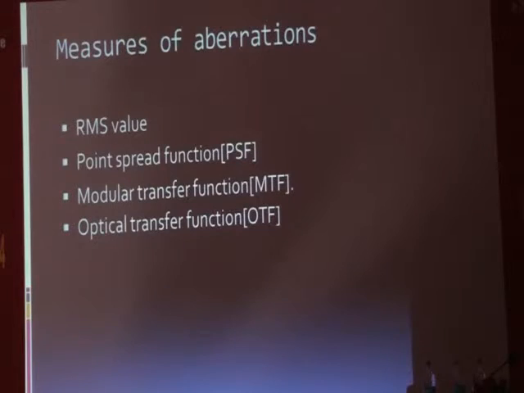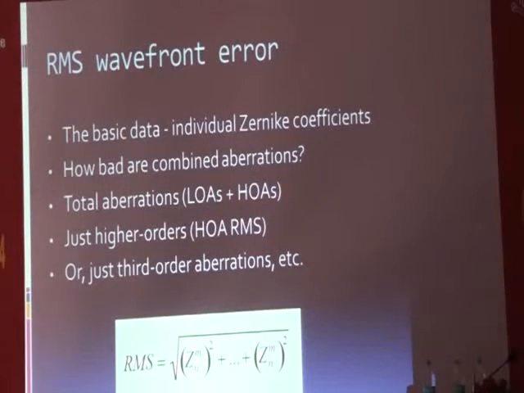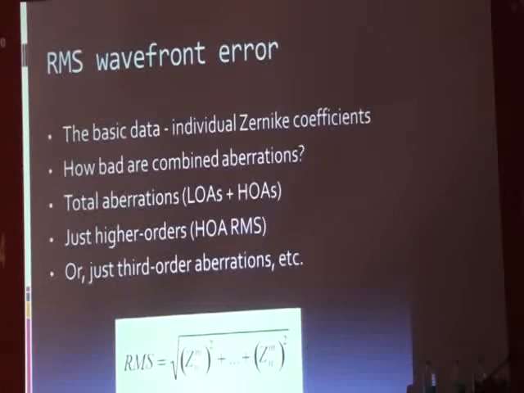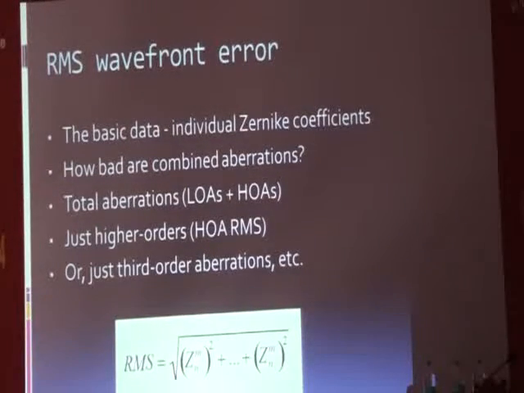Then we have the optical measurements like the point spread function, modulation transfer function, and optical transfer function. What exactly is the RMS value? It is nothing but you square the coefficients, add them up, and take the square root of this. That is the RMS value. This can give the total aberrations, or only the higher order aberrations, the lower order aberrations, or individual aberrations.